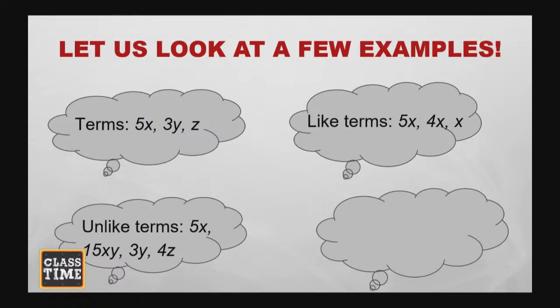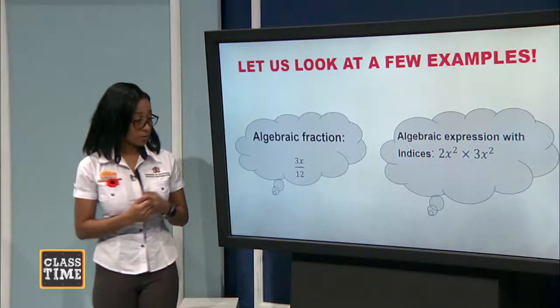Let us look at algebraic fractions. Oh, expressions. We missed expressions. Oh, yes, we missed expressions. So we have 5x plus 15xy. That's an expression in itself. We also have 3y minus 4z. That's another expression. If we look carefully at 5x plus 15xy, we will see that 5x is one term, 15xy is another term, and we do have our plus sign there, so it's an expression.